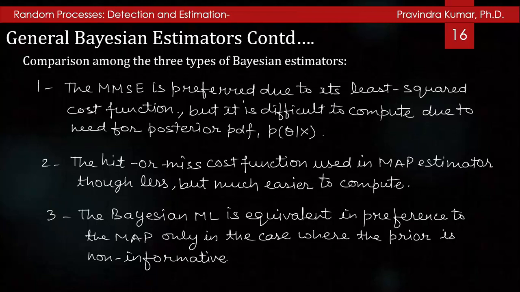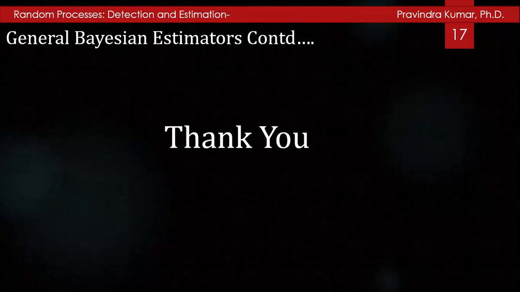So far in this lecture, we have discussed the risk function, MMSE estimator, MAP estimator, and Bayesian ML estimator. This was the 42nd lecture of the lecture series on random processes, detection and estimation. In the next lecture, we will discuss the linear Bayesian estimator.